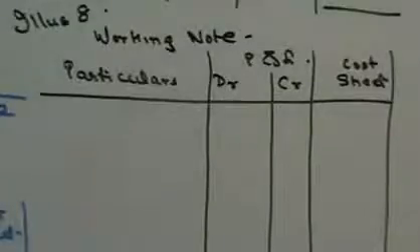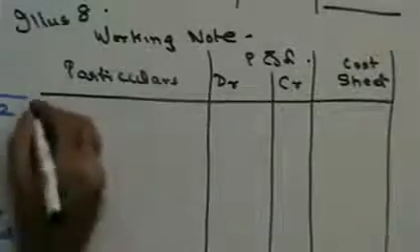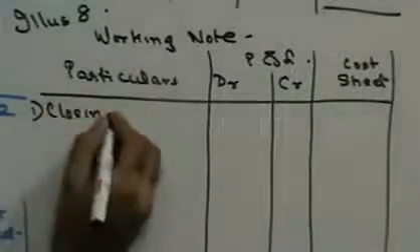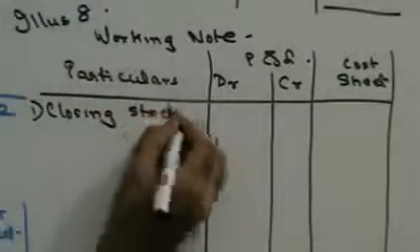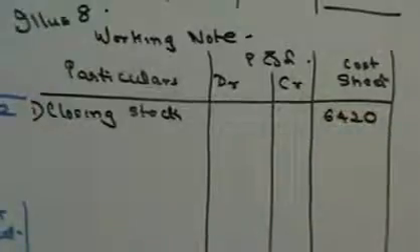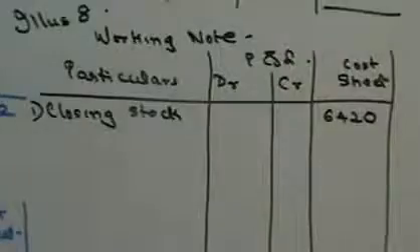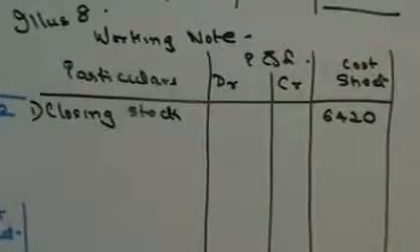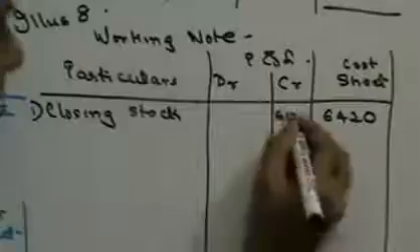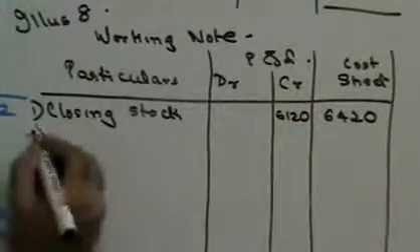Now first let's read the further information and reconcile that. In the cost sheet the closing stock is taken as 6420. Now guys, please look at your P&L account. Below purchase you have less closing stock. So in finance the closing stock is 6120.